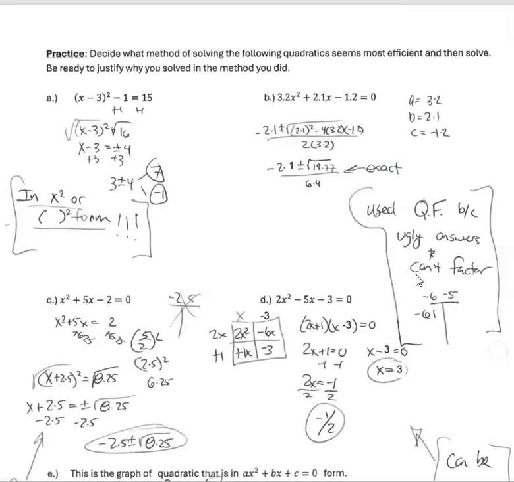The next one, since I knew that these numbers were pretty ugly, the a, b, and c values are ugly, that's not going to be able to be factored because you can't get a winning pair, I decided I'd use the quadratic formula. Popped in my numbers, cranked through, I got -2.1 plus or minus the square root of 19.77 divided by 6.4, and those were the exact answers. I could have gone over and gotten decimals as well, but I decided just to leave it like that.